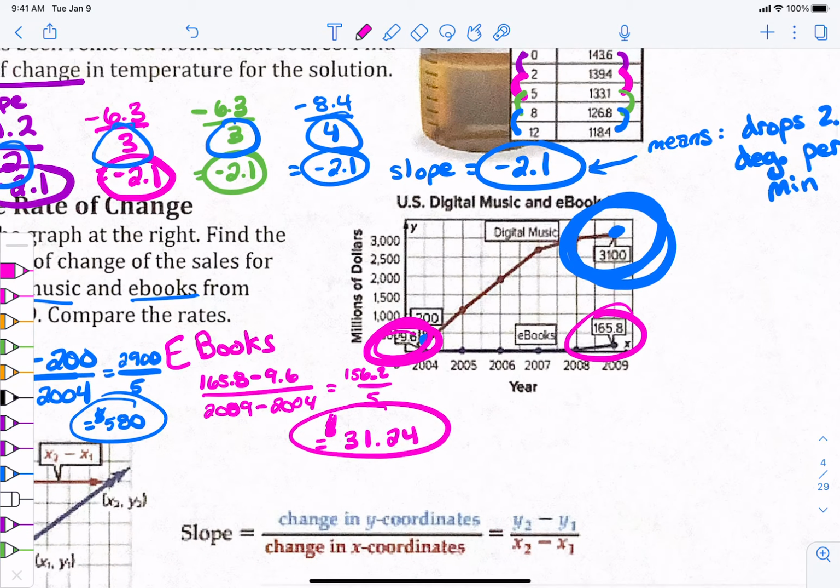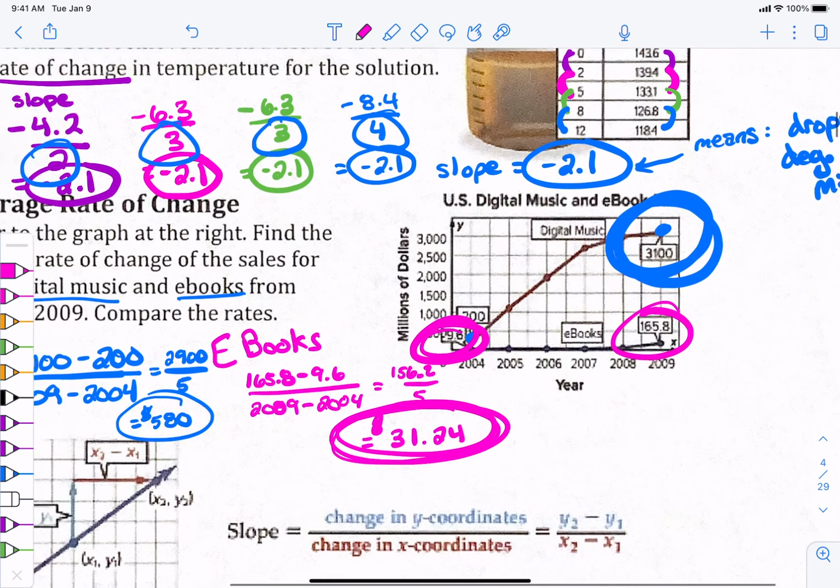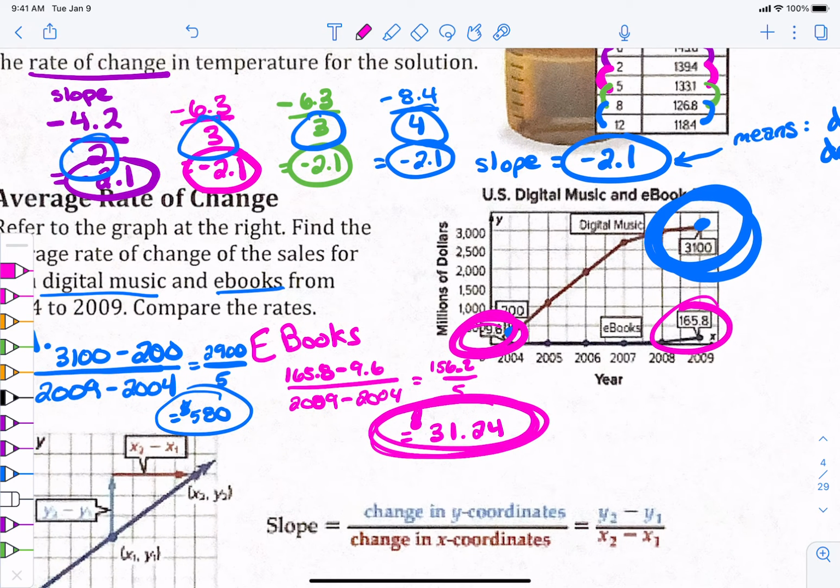Which one is the flatter line? The 31.24. So it should have a smaller slope, right? It shouldn't be going up by as many. That was for ebooks. Ebooks is going to be smaller than digital music because it's a flatter line, yeah?